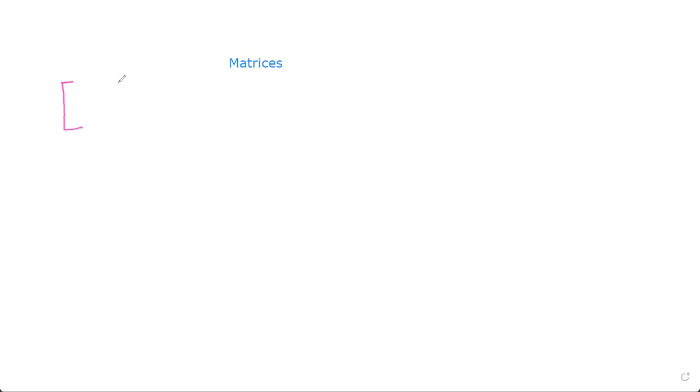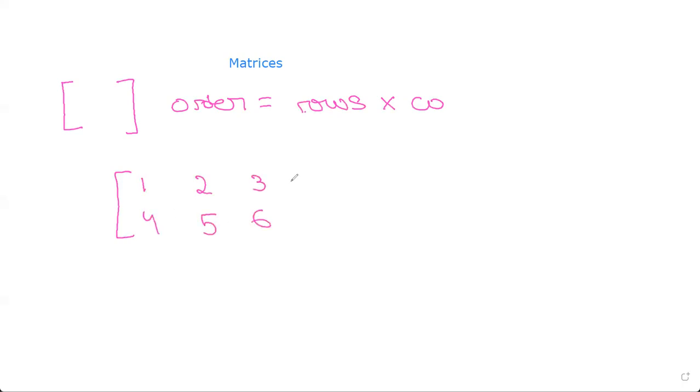So this is how a matrix is represented. The order of a matrix is the number of rows into the number of columns. I'm just going to write it as R × C. So let's take an example: 1, 2, 3, 4, 5, 6. And what is the order of this matrix? It's 2 into 3, right? Because the number of rows is 2 and the number of columns is 3. The rows are horizontal and the columns are vertical.